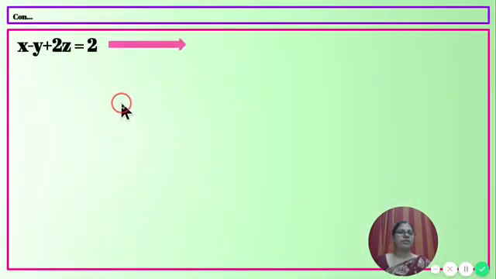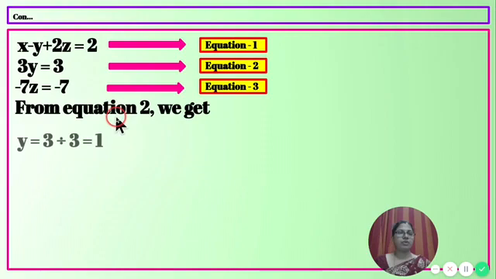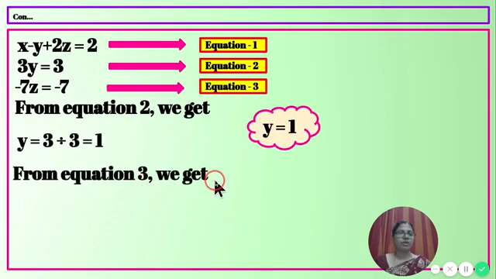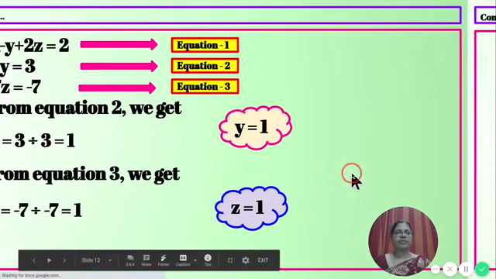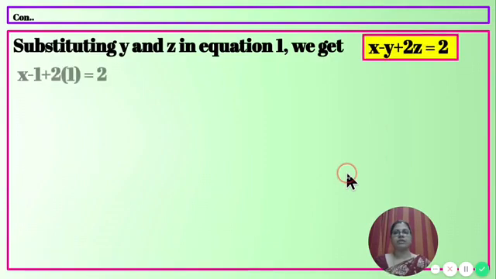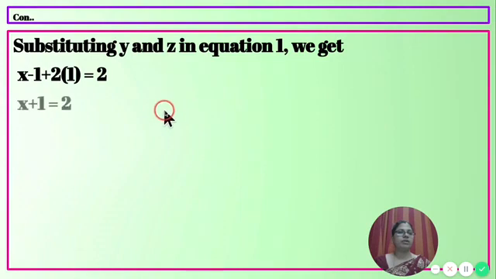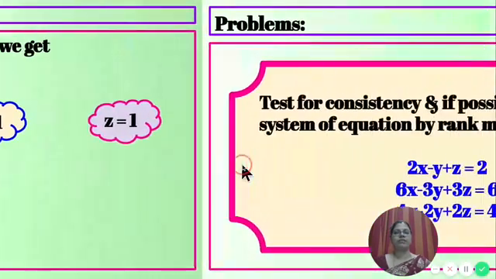So the first equation, I am taking this as equation 1, this as equation 2 and this as equation 3. From equation 2 we find the value y is equal to 1, and from equation 3 we have found the value z is equal to 1. Now we have to substitute the value of y and z in equation 1. So after simplifying, I get the answer. So x is equal to 1, y is equal to 1 and z is equal to 1. We have found the solution.